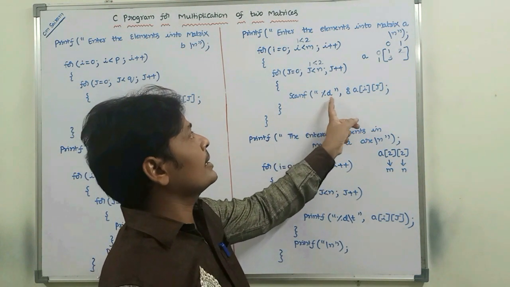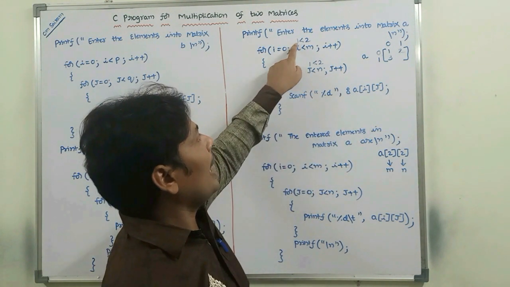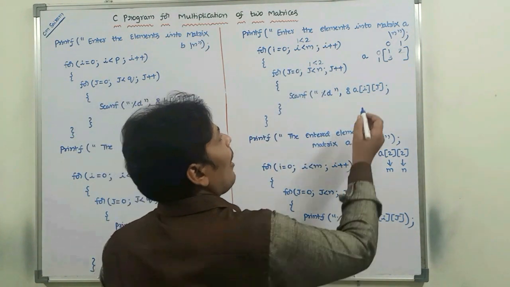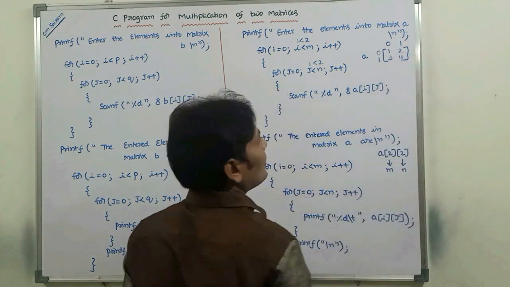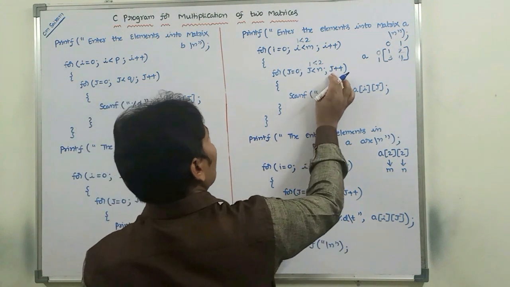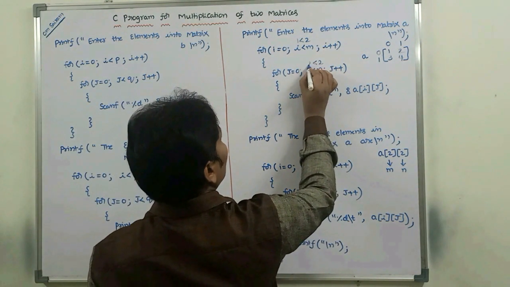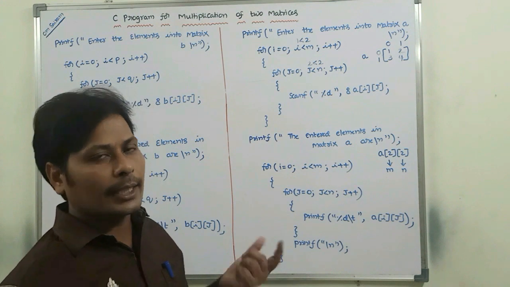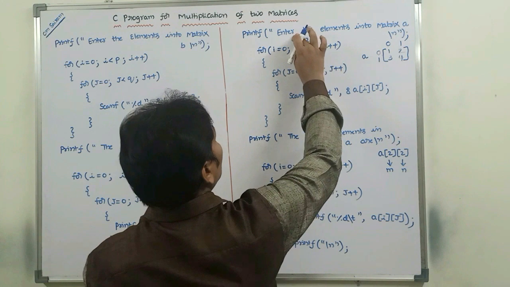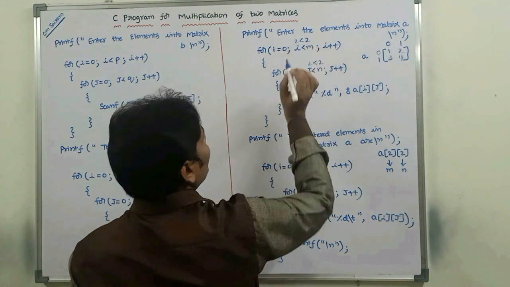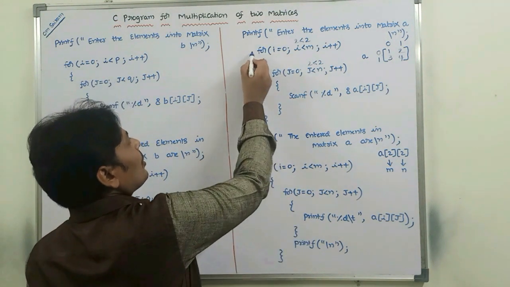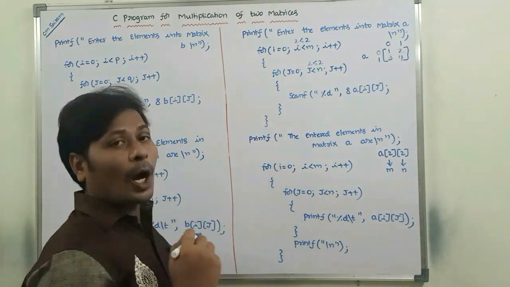Scanf percentage D ampersand A of I value is 1 and J value is 1. So, A of 1, 1. The element is read from the keyboard, that is 4. Okay. Next, J value is incremented. Now, J value 2. 2 less than 2, that is false. Then the control goes to the outer for loop. Now I value is incremented. Previously 1, now it is 2. 2 less than 2, that is false. Then the control goes to the next statement after the outer for loop.